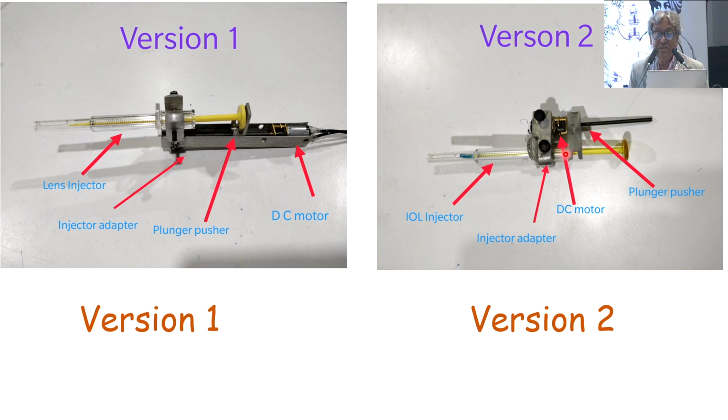So these are my two versions, and this is a motorized IOL injector. This is prototype version 1, and this is prototype version 2. Here this is the motor, a 12-watt motor. This is the actuator, and the plunger is attached to the actuator, and this is a lens injector. So any lens can be fitted to this adapter, and that injector will be converted to a motorized IOL injector.